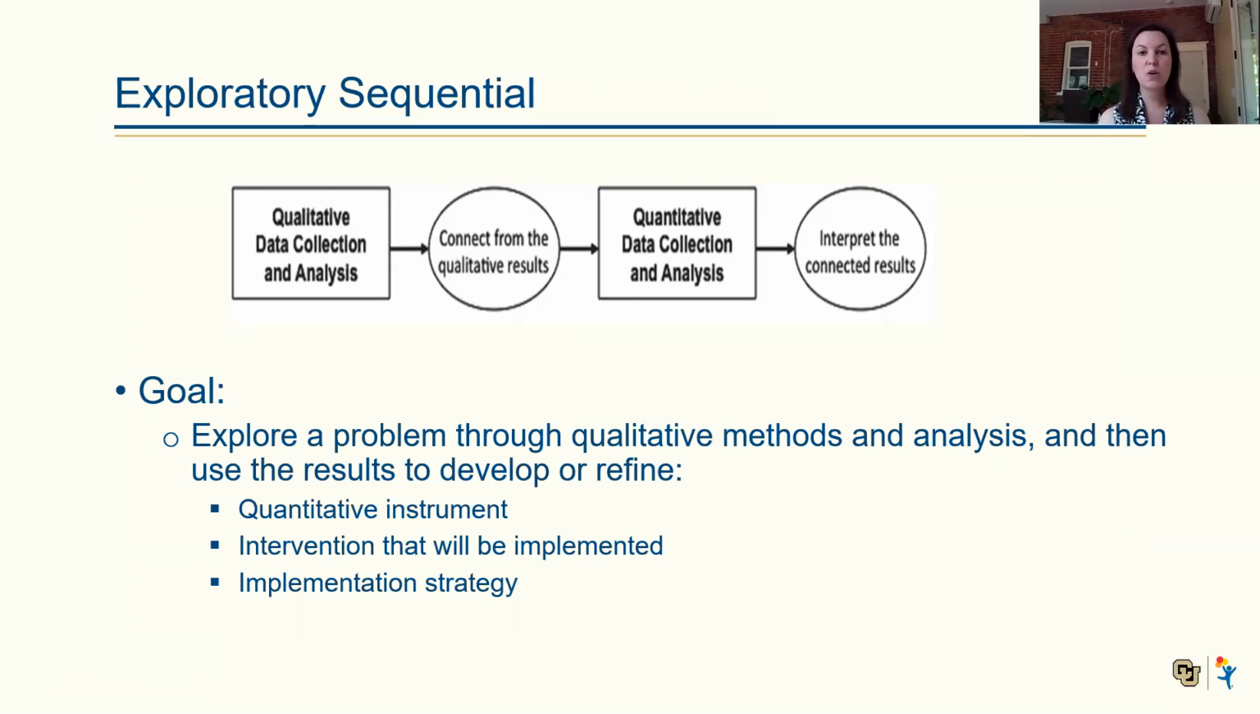So the quantitative phase that the qualitative might inform is thinking about developing or modifying a quantitative instrument, thinking about modifying an intervention that will be implemented, or even implementation strategies.